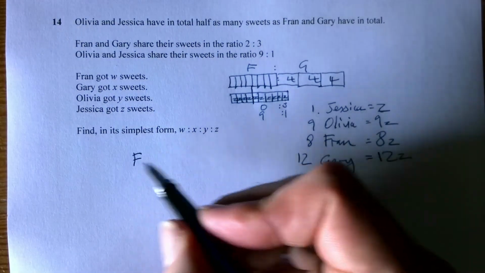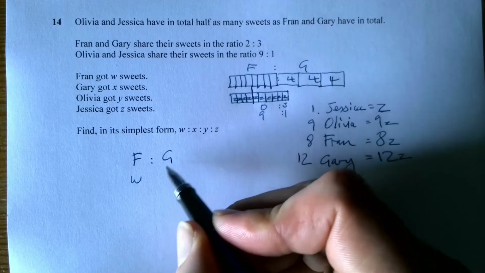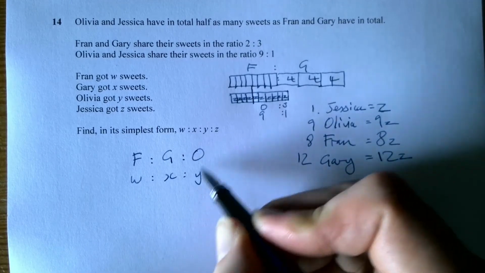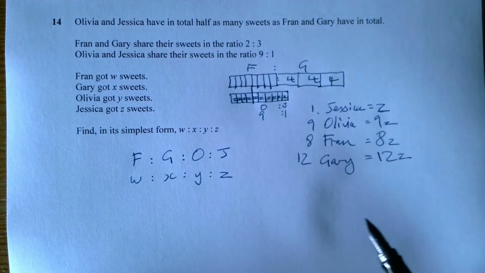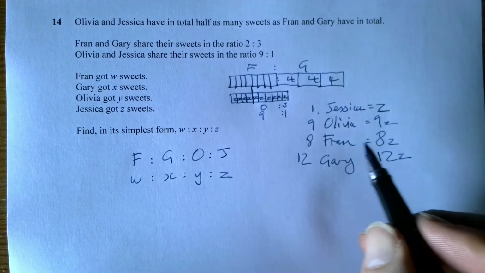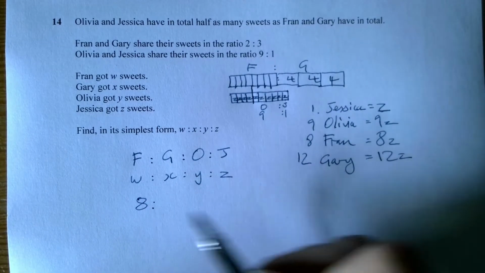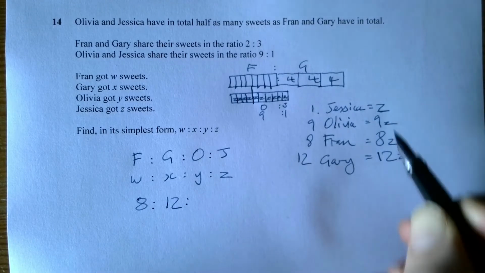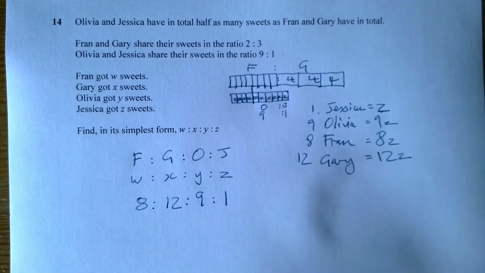they're talking about. They're saying Fran is W, to Gary is X, to Olivia is Y, to Jess is Z. So all we need to do is go, right, Fran is 8, Gary is 12, Olivia is 9, and Jess is 1, and that's it.